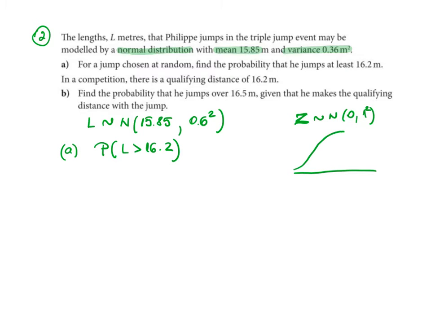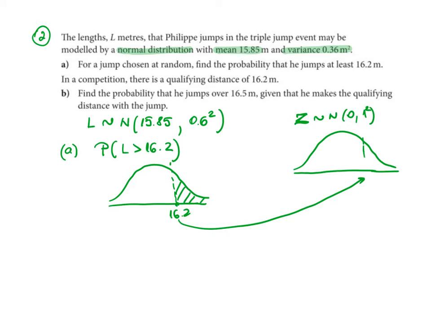So this is Z and this is L. I'm interested in the probability that L is bigger than 16.2, so I'm interested in this area. And I know that I can find probabilities on the standard normal distribution. I know that this Z is connected to this L, or in your formula booklet it is called X, by the formula Z equals X minus mu over sigma.